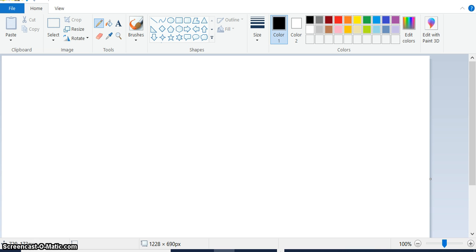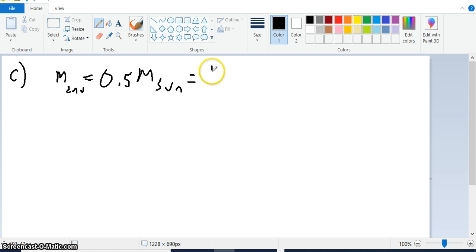For part C, they give us the mass of the envelope. The mass of the envelope is 0.5 times the mass of the sun. So half the mass of the sun, and because the sun is 2 times 10 to the 30th, it will turn out to be 1 times 10 to the 30th kilograms.